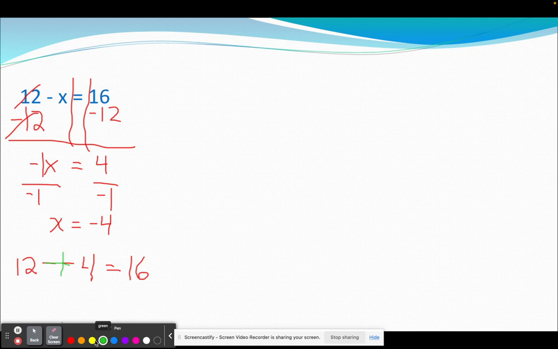Now, how else could I have done this? Since, like I said, we haven't talked about multiplying or dividing yet, going to it in a second, but how else could I have solved this? Well, I could have added x to both sides. I added x here and added x over here. I would end up with 12 equals 16 plus x.